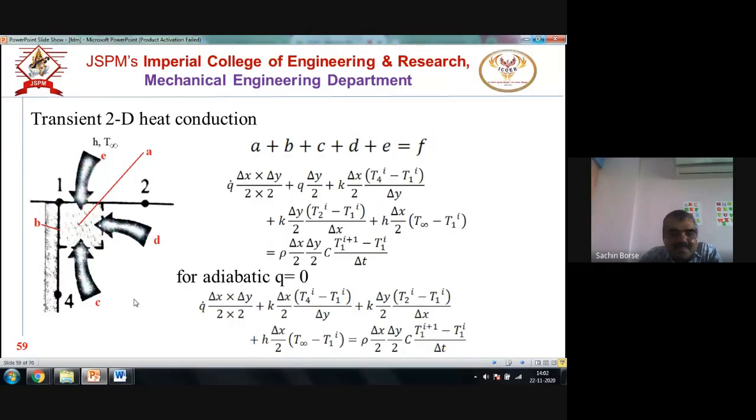So rho into the volume, here delta x by 2 into delta y by 2 into 1, into C into the temperature difference. It is T1 at i plus 1, the new temperature, minus the old temperature, divided by delta t. Here i means old temperature and i plus 1 means new temperature. Now on the left hand side, all temperatures I have replaced with i, meaning all are old temperatures. Only on the right hand side there is one new temperature, and the second is the old temperature. So in the transient case, I will keep the new temperature on the left hand side and all remaining old temperatures on the right hand side, and then I get the equation for the particular node.